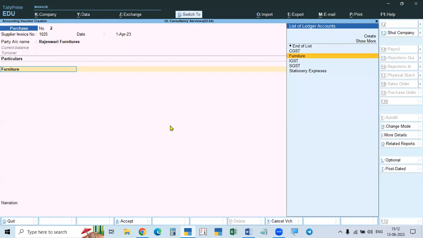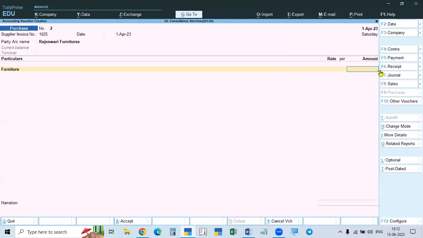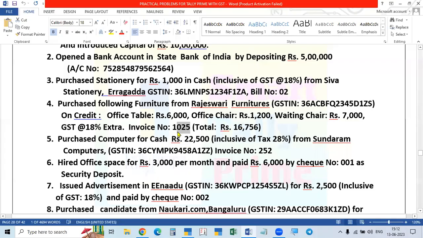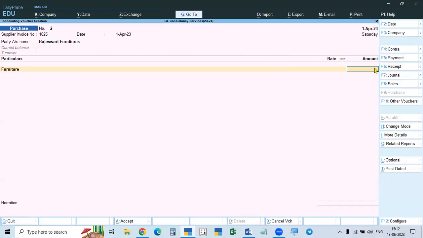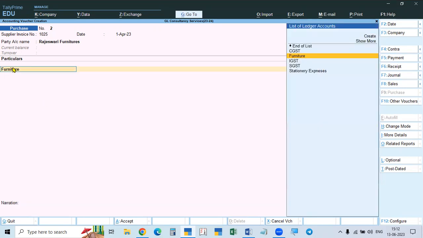So here, after this, we have to give the total amount. So what is the total amount? We have to calculate all this, and here we give the total amount, and the details of the furniture we can give in the narration. Instead of that, here itself, below that item, we can give the description of the different types, that is, the different furniture items you purchased. So how can you do this?